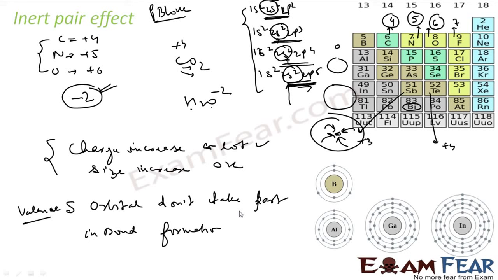So the maximum oxidation state shown by the lower or heavier elements in the group is 2 less than my group oxidation number. Correct? Why only 2? Because this is 2s2. Okay.